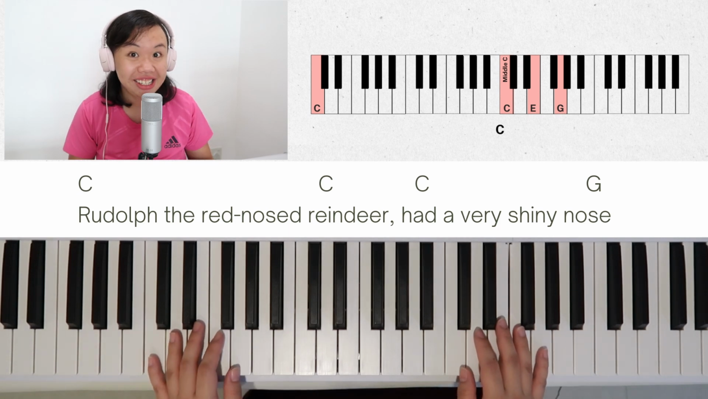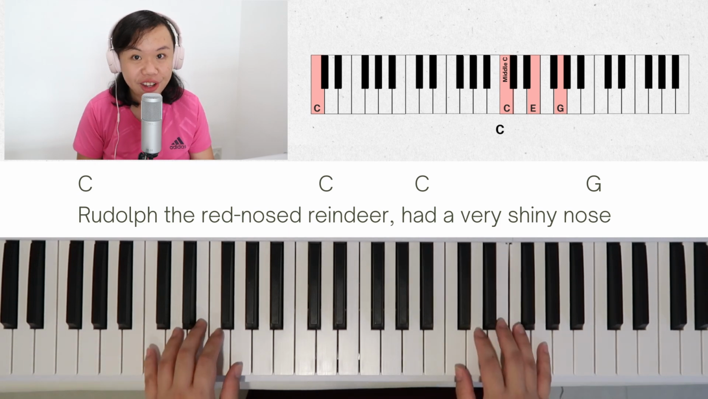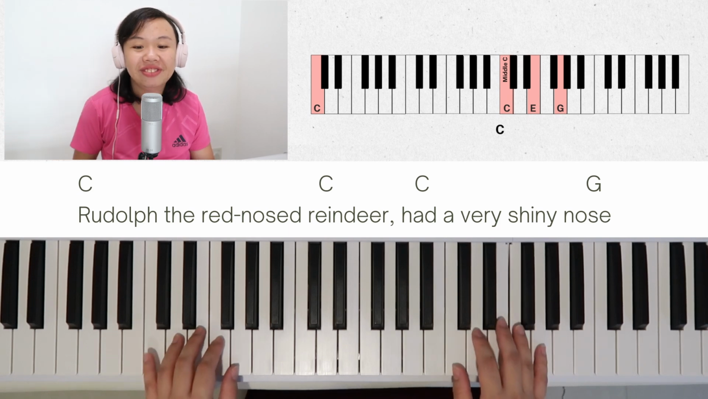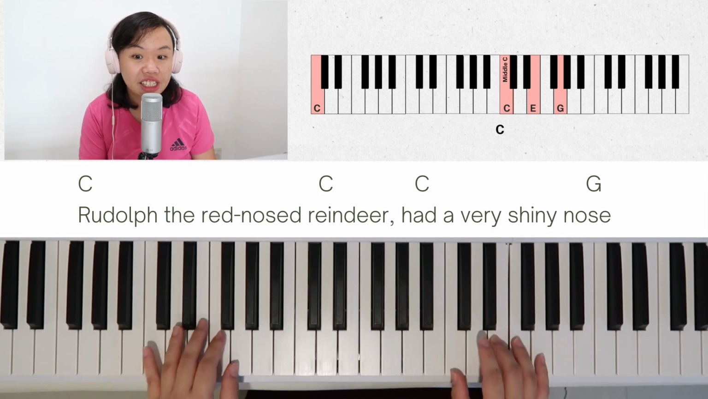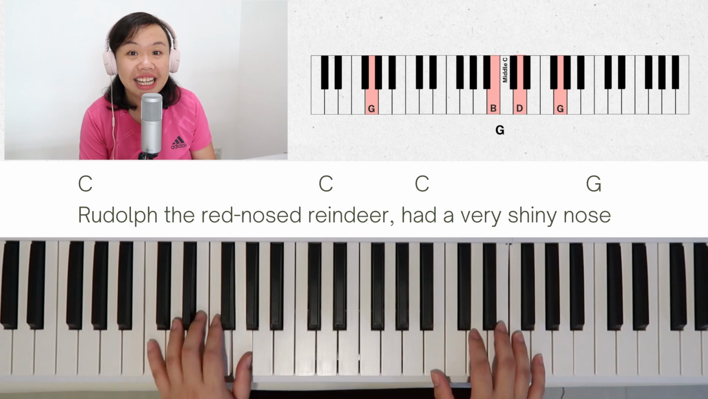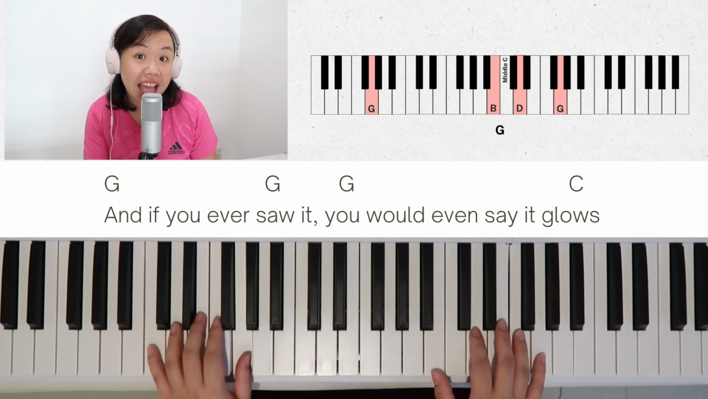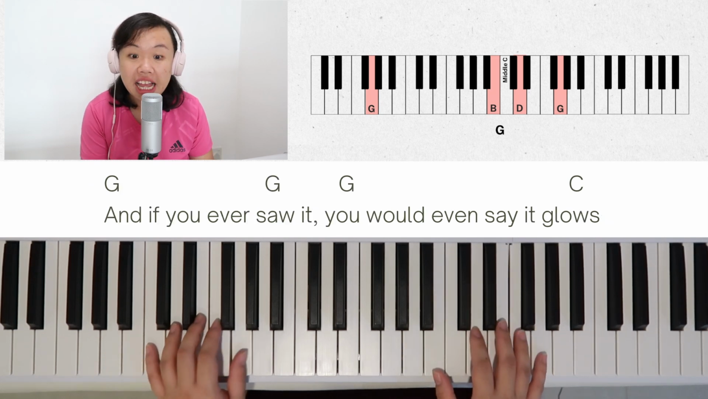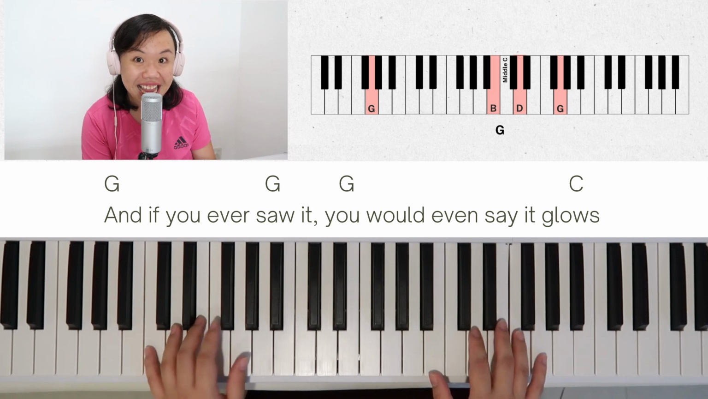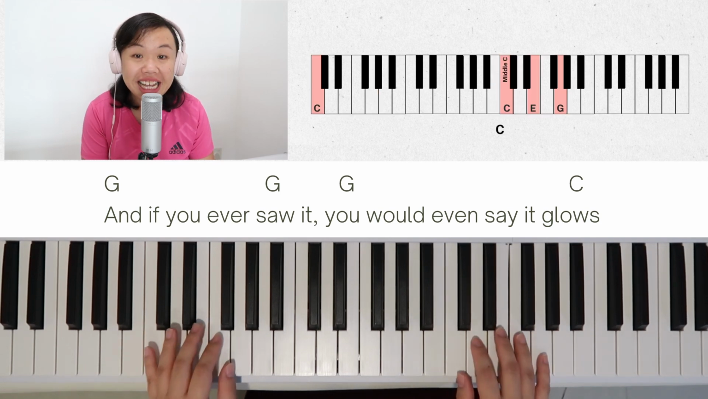Ready, 1, 2, and C chord. Rudolph the red-nosed, C chord. C chord. Had a very shiny, G chord, nose. Still G. If you ever, G chord, saw it, G chord, you would even say it. C chord. Glows. C chord.